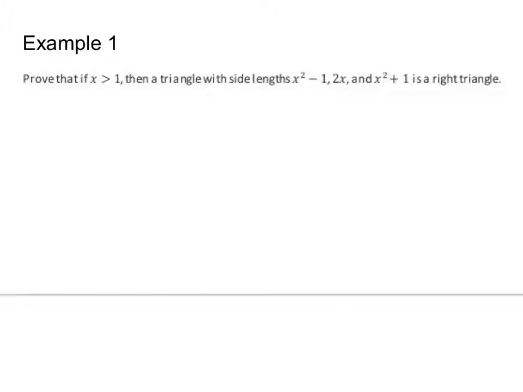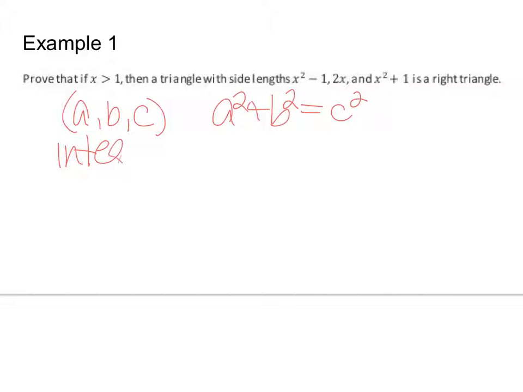Here we're going to explore a specific case of the general method for generating Pythagorean triples. Pythagorean triples are positive integers a, b, and c that satisfy a squared plus b squared equals c squared. And they have to be integers. Integers are positive whole numbers. And that's what we're working through.